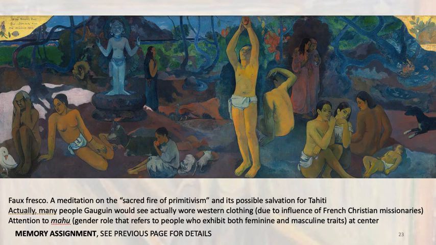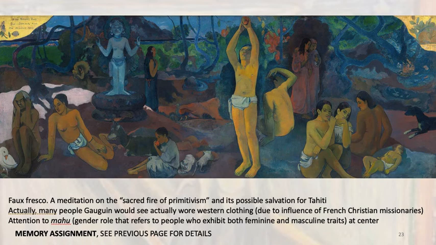So at the time, actually, Gauguin left his house, his family in Paris, his bourgeois life, and he moved to Tahiti to find this exotic world there. And it's funny, actually, many of the people that Gauguin would encounter actually wore Western clothing due to the influence of French Christian missionaries. So people weren't walking around topless all the time like he's presenting them. So that's really fascinating. And this is what makes Gauguin a somewhat controversial figure today.